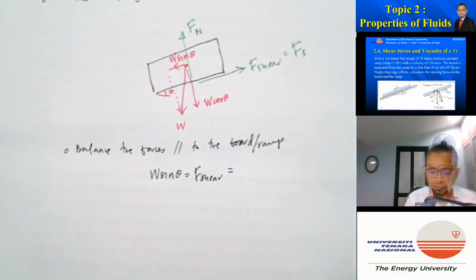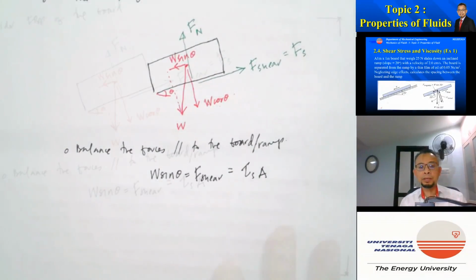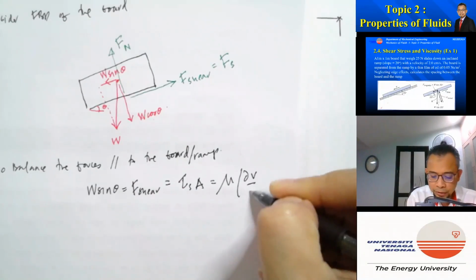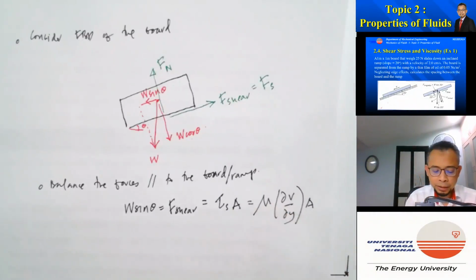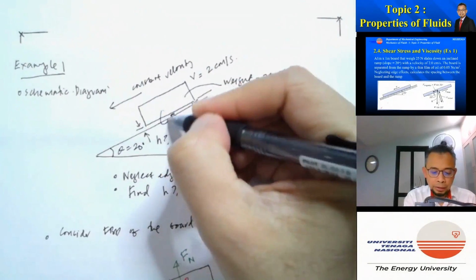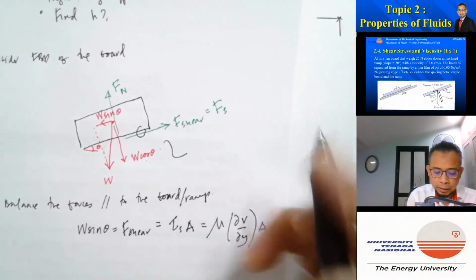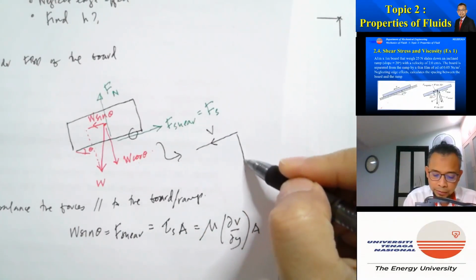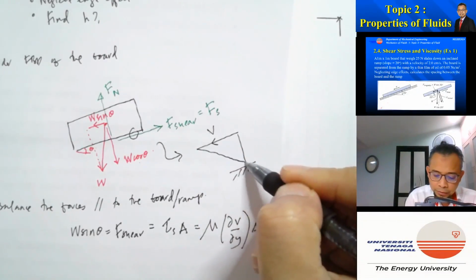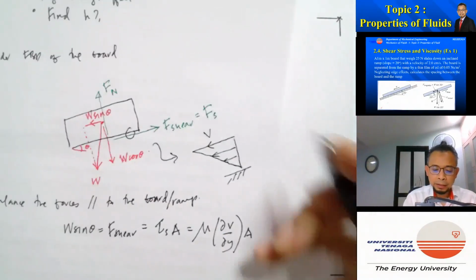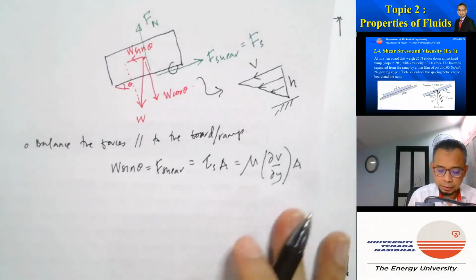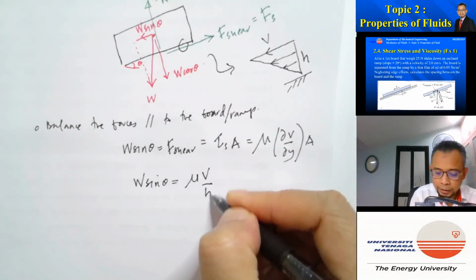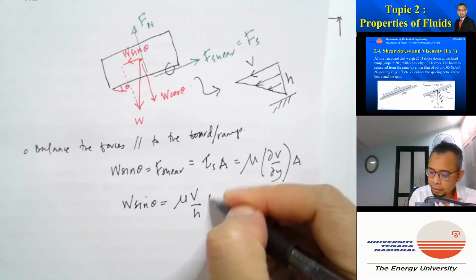But we know that force is equal to the shear stress multiplied by the area. For a fluid, shear stress using Newton's law of viscosity is mu dV by dy, multiplied by A. So now if we consider this region, if I draw it bigger, I can see that it's moving at a velocity v, right? Let's say this is the ramp, this is the board, moving like that. This is a straight line, and this is h, right? So we can write that W sine theta is equal to mu v over h, the velocity gradient, multiplied by area, right?